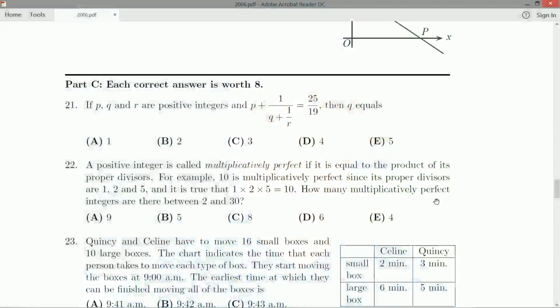Hello everybody and welcome back to more of the 2006 Cayley paper. We're going to start the really hard questions now. That's right, we're starting Part C, where questions are worth 8 marks each if we're correct, nothing if we're incorrect.